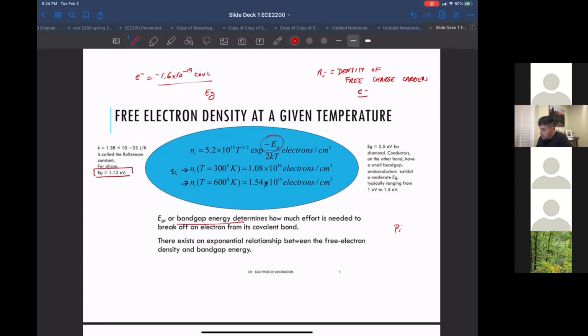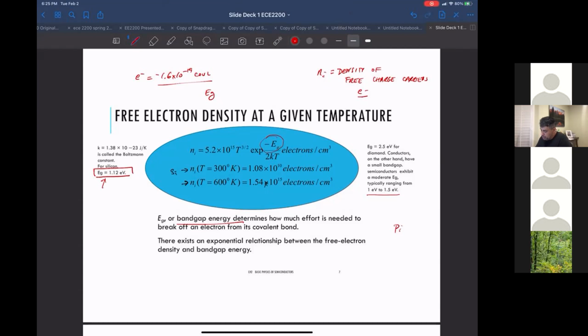The band gap for an insulator like diamond is higher than that. A diamond has about a 2.5 electron volt band gap. When you look at a semiconductor, the band gaps are usually from 1 to 1.5 electron volts. But for the most part, actually entirely for this class, we'll be talking about silicon. So you'll be looking at this band gap of 1.12 electron volts.